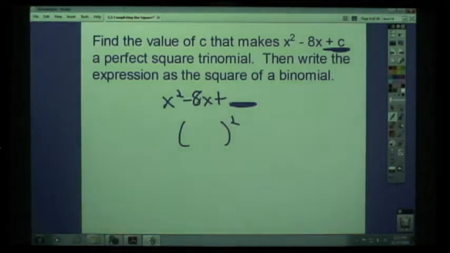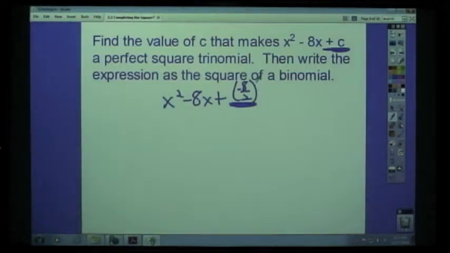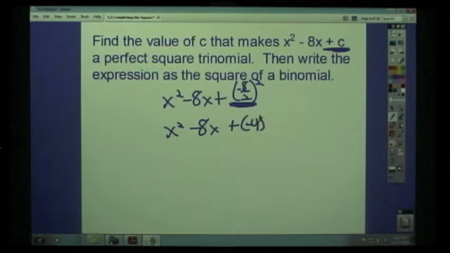Now, negative 8 divided by 2 is negative 4. When you square negative 4, you're going to get the answer that you need to have right here to make it be a perfect square. So, what is negative 4 squared? So let me write this out for you so you can see exactly all the steps that I'm taking before I skip a couple steps here. So negative 8 divided by 2 is negative 4, and then you're going to square it. So negative 4 squared is going to be positive 16.